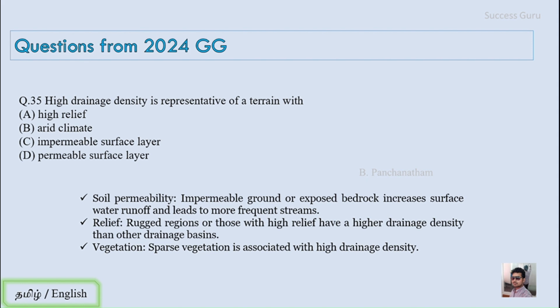And this is a multi-select question, so probably more than one answer can be a right answer. So in this question we have two right answers. That in the four, we have two options correct. One is high relief, which is mentioned in the scheme, and the second one is the impermeable surface layer. So these are the two possible reasons that could lead to the high drainage density.